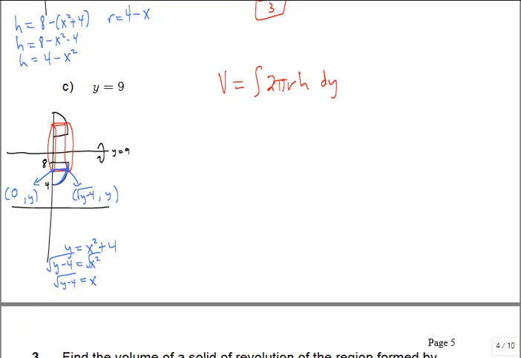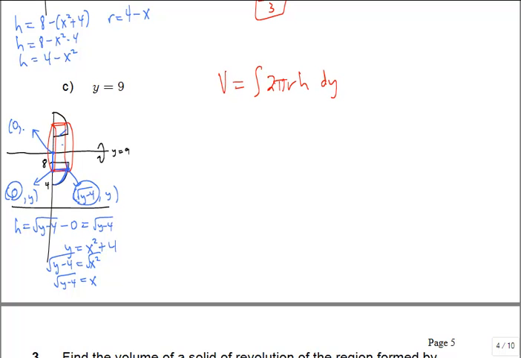Okay, so my height then is going to be the right x value minus the left x value. So this minus 0. So my height is just going to be square root of y minus 4 minus 0, or square root of y minus 4. Okay, now we know our height. Let's find our radius. So let's pick a center point. If I pick my center point right on that axis of revolution, I want this distance right here for my radius. So we need to know the x and y coordinates of our point here.